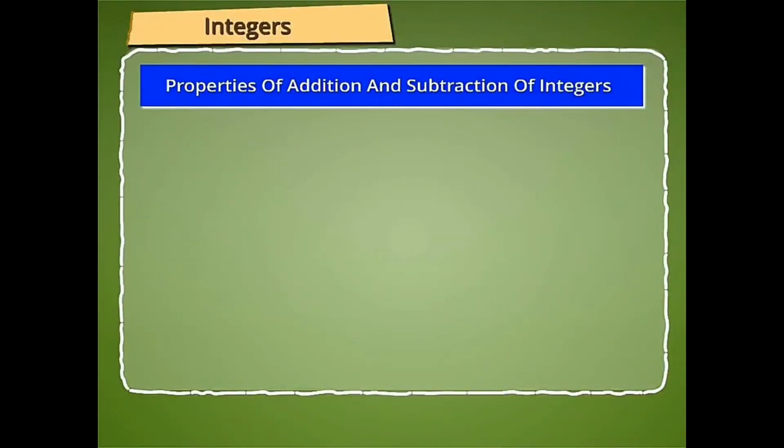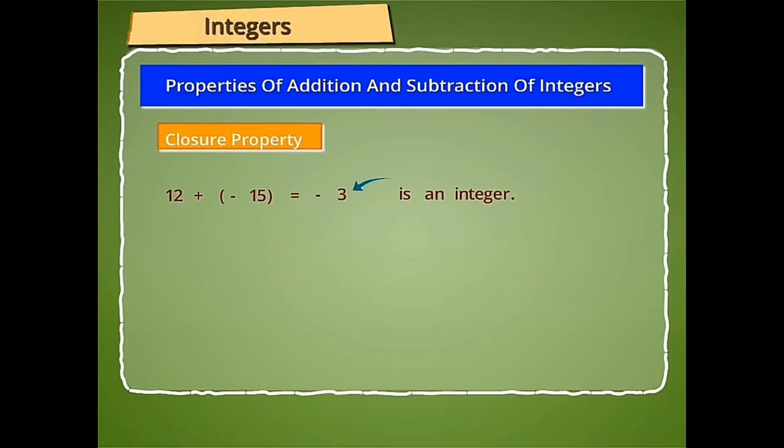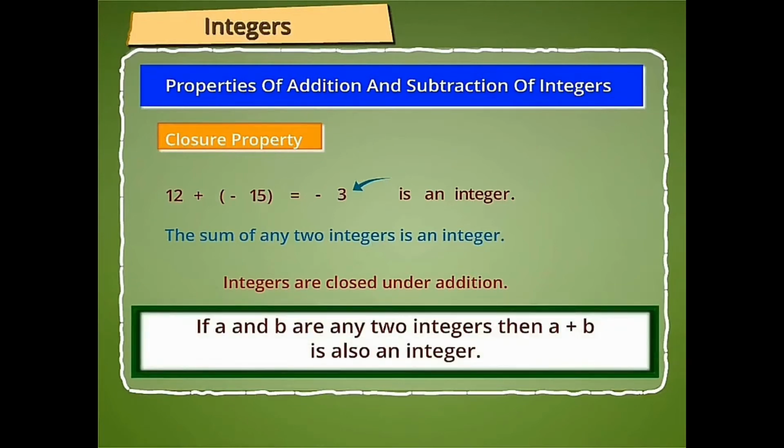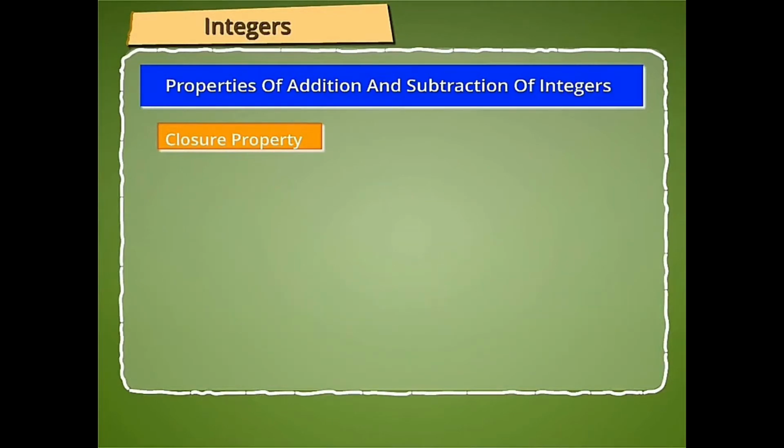Let us talk about properties of addition and subtraction of integers. Closure property. As we know that 12 plus minus 15 is equal to minus 3, and minus 3 is an integer. Thus, the sum of any two integers is an integer. We can say integers are closed under addition. Hence, if a and b are any two integers, then a plus b is also an integer.